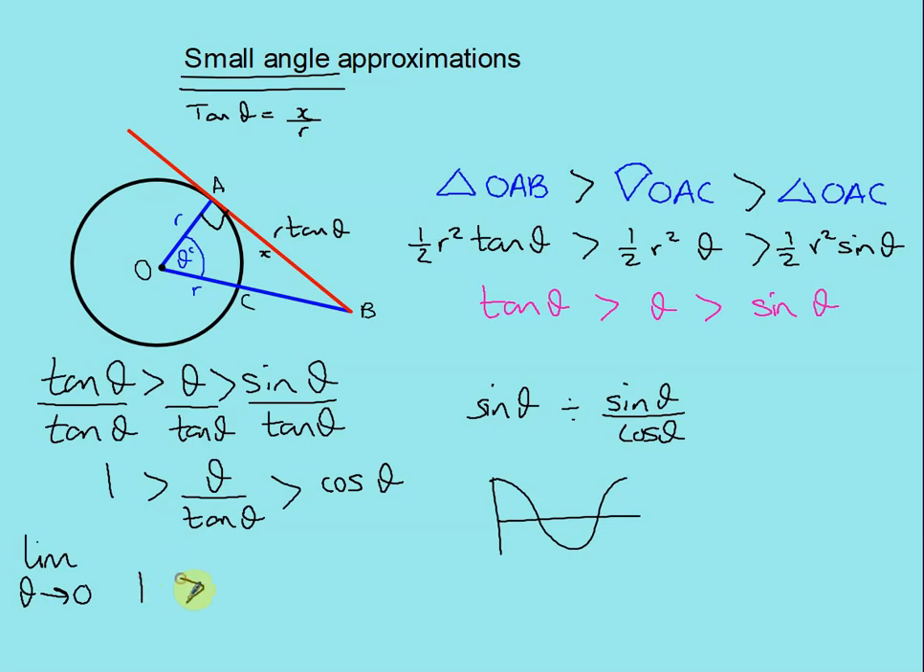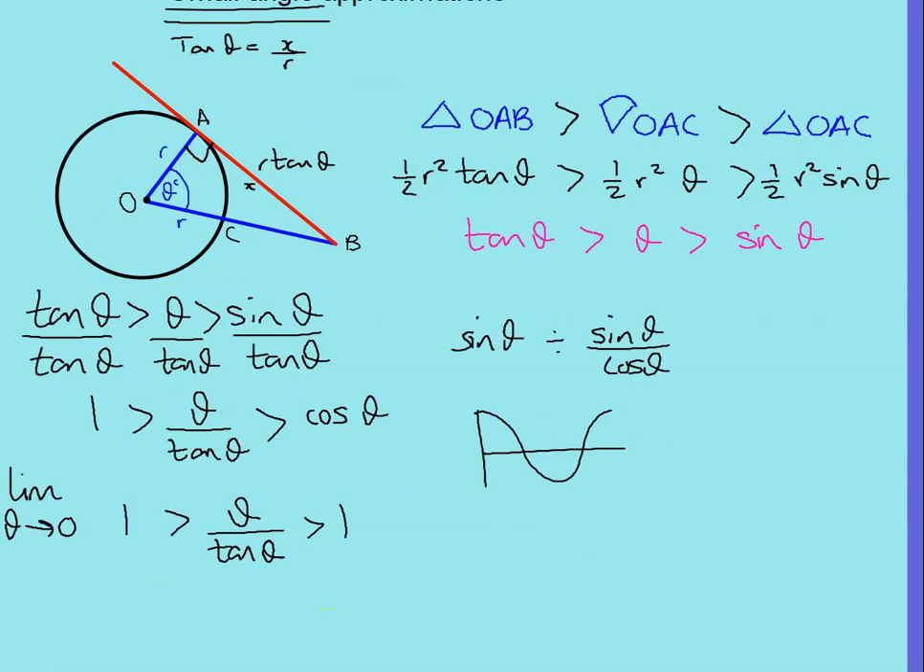So what we end up with is that. That doesn't kind of make sense, that 1 is bigger than something which is bigger than 1. Okay, so that's where it starts to get a little bit confusing, but what this means is that they all have to be tending towards 1 for when angles of theta tend towards 0. Okay, so when this angle becomes small, they all equal each other.